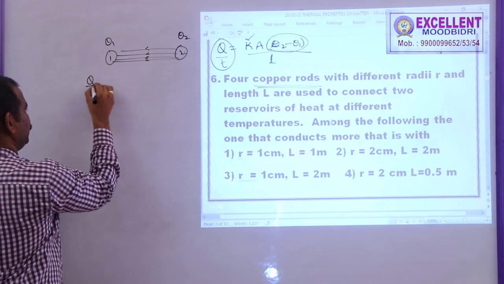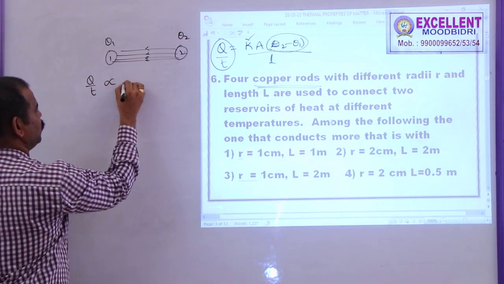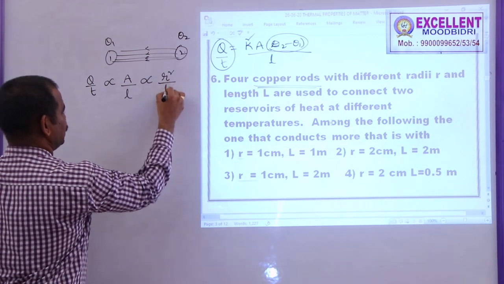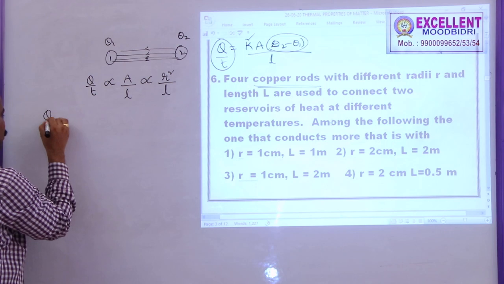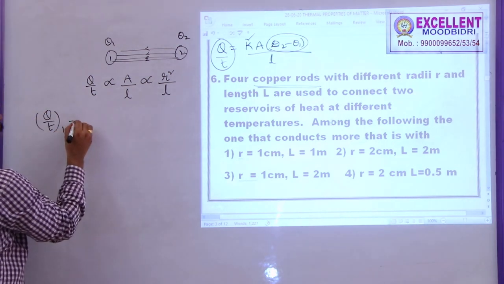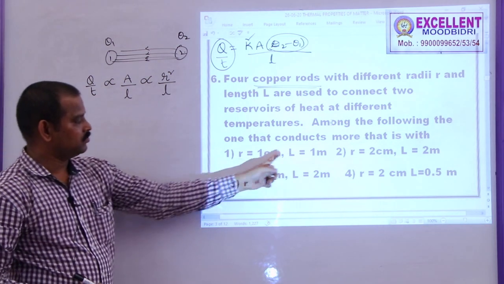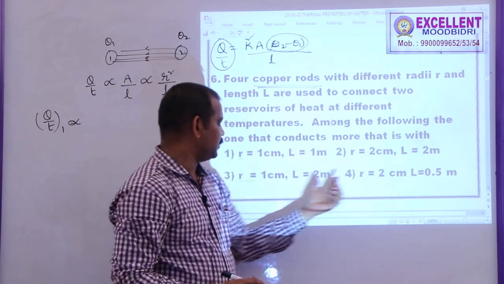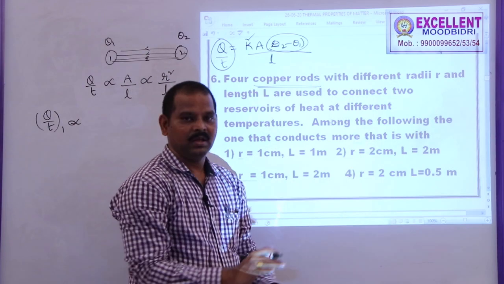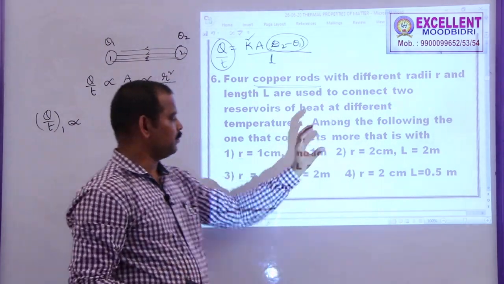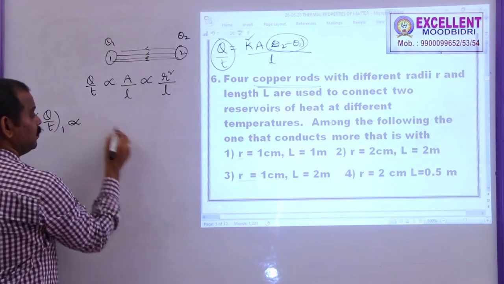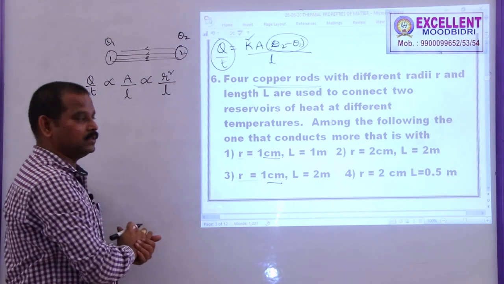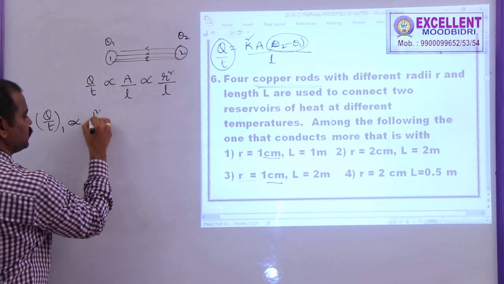So the quantity of heat flowing per unit time is directly proportional to the area and inversely proportional to L. What we can write is πR² by L, that is R² by L. So what is Q by T in the first case? It is directly proportional to R² by L, that is 1² by 1. Even though the radii are given in centimeters and the lengths in meters, I am not going to convert centimeter to meter, I am just taking the R² values, because all are similar. Otherwise, if the units differ, then I have to convert into meters. Here R² by L is 1² by 1.